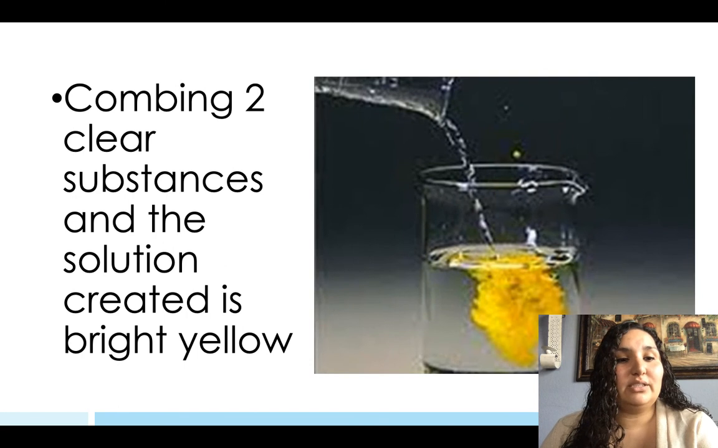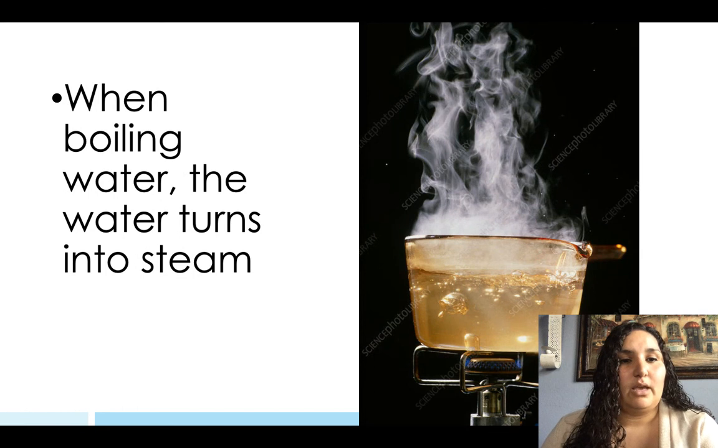Combining two clear substances and the solution created is bright yellow. You have a color change. So clear, and now I have a yellow substance. That is a chemical change.